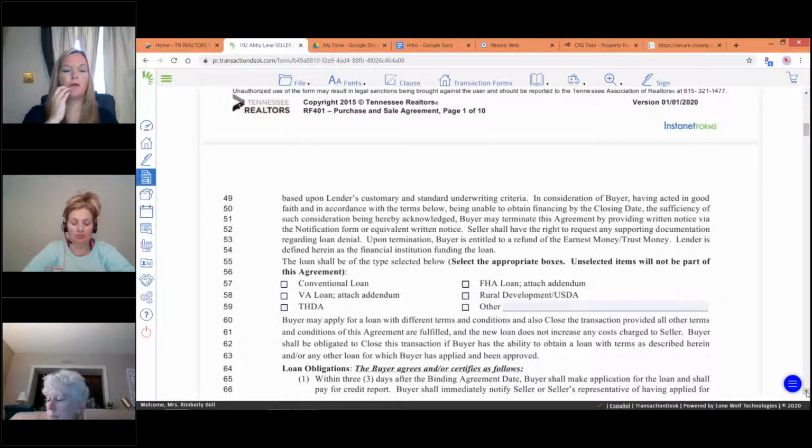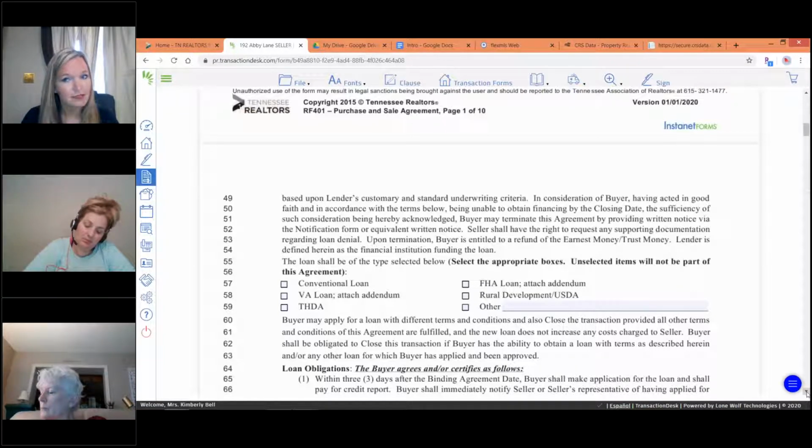Okay, so this is all based upon lenders' customary and standard underwriting criteria in consideration of the buyer having acted in good faith in accordance with the terms below. Being unable to obtain financing by the closing date, the sufficiency of such consideration being hereby acknowledged, buyer may terminate this agreement by, now listen to that, you understand that? They can go all the way to the closing date and still get their money back. That's what that says. Wow. They can, and that happens more often than you think.